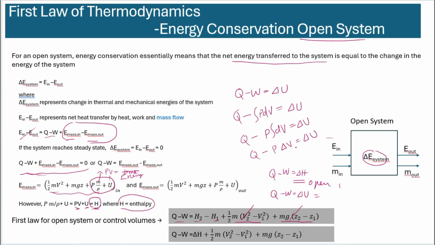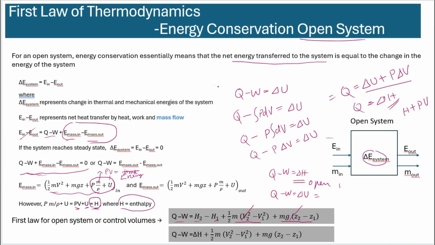In this case, it's clear that Q is a combination of delta U plus P delta V. This is nothing but delta H, right? Because H is U plus PV. And if there are only constant pressure processes, then you can say that Q is delta H for a constant pressure process.